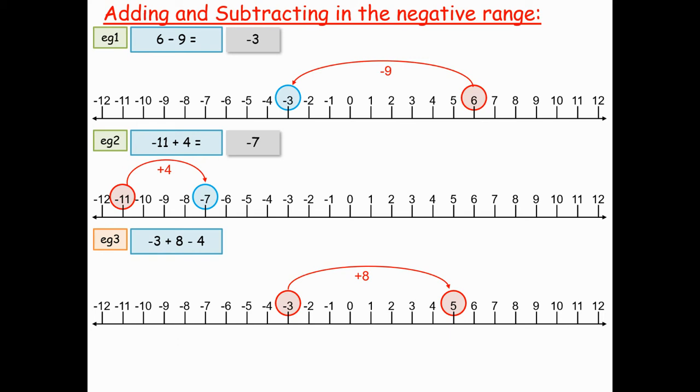And then after this, I have to subtract 4. So I'm going to go 4 steps to the left, and I get my answer to be 1. That's how I work it out, okay? So please, just quickly, if you could pause the video and put down these examples using the number range, for example, 1, 2, and 3. So please do that for me, please.